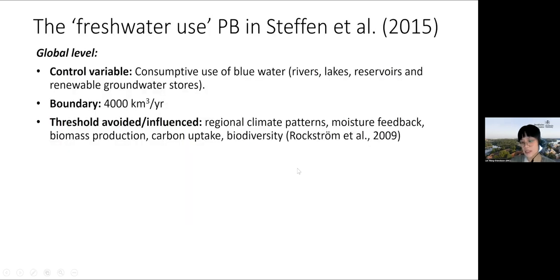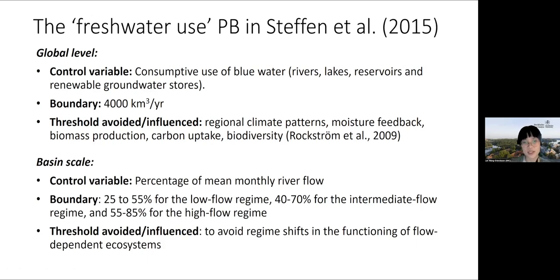In the planetary boundaries, in the original or in the update, Steffen et al. 2015, the planetary boundary framework for freshwater used blue water as its control variable. So the consumptive use of blue water, with a boundary suggested at 4,000 cubic kilometers per year at the global scale, although the intention is that it also captures regional climate patterns, moisture feedback, etc., that maybe isn't directly related to consumptive use of blue water. There was also a regional, basin scale freshwater use that related to flow-dependent ecosystems. So what does the ecosystem need? Very closely linked to environmental flow requirements.